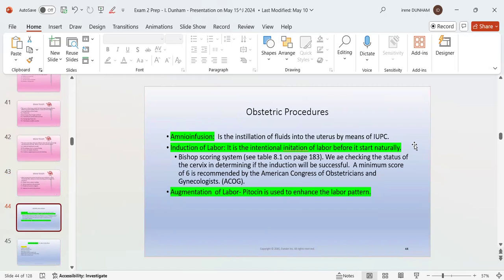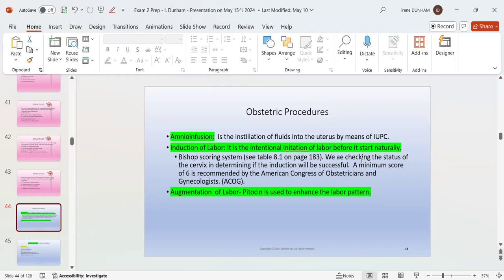Okay, that means you had your post dates, and my goodness, she's gone to 42 weeks and she's not going into labor. She is cooked. So she wants to be delivered. So you're going to do an induction of labor. First, though, in order that we be successful in our induction, we're going to do a Bishop score.